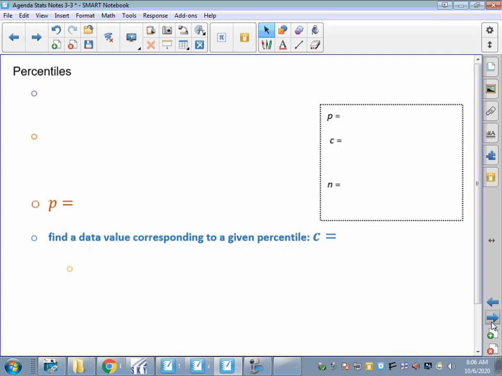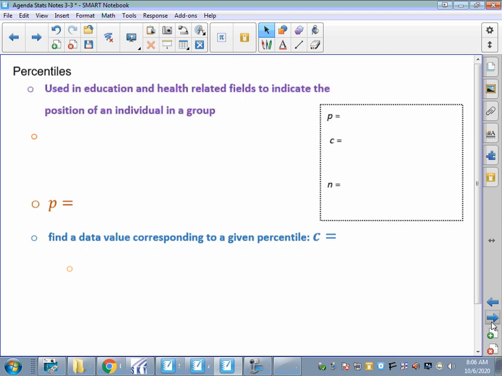Our next measure of position are percentiles. Percentiles, we typically use those in education and health fields. And it's the position of an individual in a group. In education, we use it a lot in testing. In health, I think about babies. Oh, they're 54th on the height scale, 54th percentile on height, and 25th in weight. Things like that. You hear that if you ever talk to anybody who has a little baby.